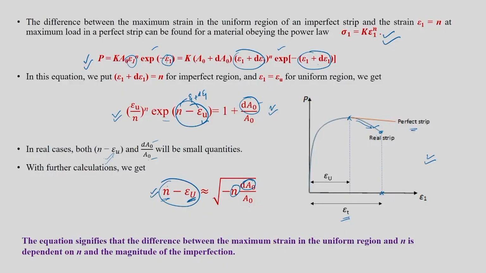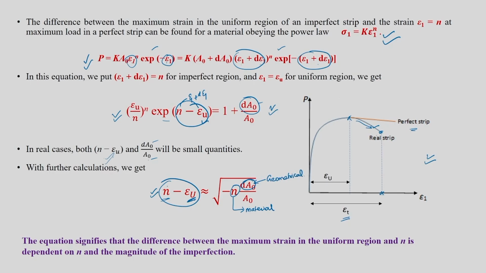So, again there are two quantities in this. The difference depends on one material parameter n, which is nothing but your strain hardening exponent. This is one material property, and your A naught or dA naught is a geometrical one that you pick up.